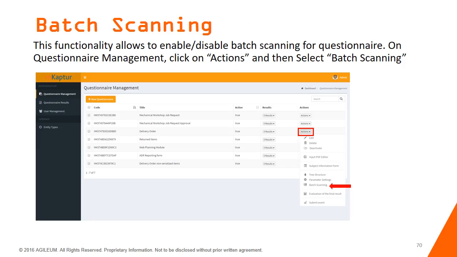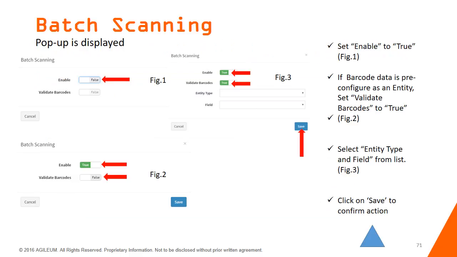Batch scanning. This functionality allows to enable or disable batch scanning for questionnaire. On Questionnaire Management, click on Actions and then select Batch Scanning. Batch scanning pop-up is displayed. Set Enable to True. If barcode data is pre-configured as an entity, set Validate Barcodes to True. Then, select the entity type and field from list. Last, click on Save to confirm action.